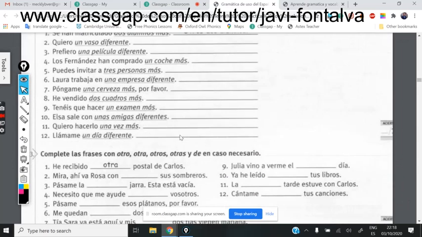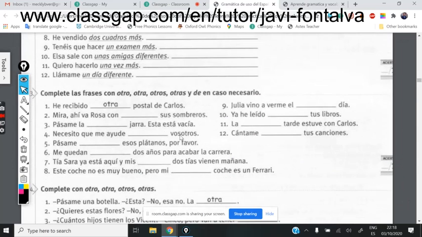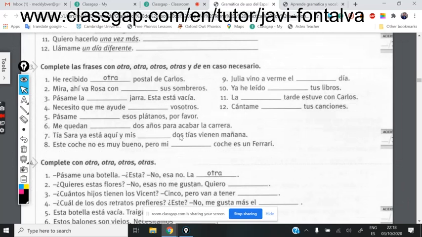Let's try an easy one. Okay, let's try number three here. So basically, you have to use otro, otra, otros, otras, and then some other words if it's necessary, like de, for example. So, he recibido otra postal de Carlos. So, I've received another postcard from Carlos.